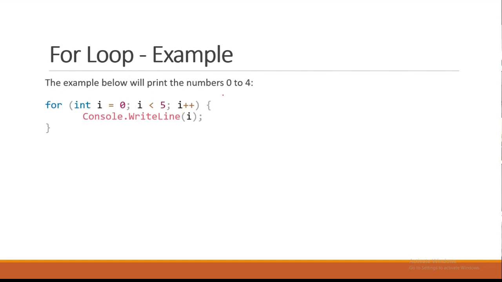Example, also exactly the same example. It will print the numbers from 0 to 4, included. For starting value, I is 0, and then it will check if I is less than 5, and then it will increase the counter one by one. If the condition is true, then it will print the I value on the screen. It is the for loop that we are going to use in our examples.